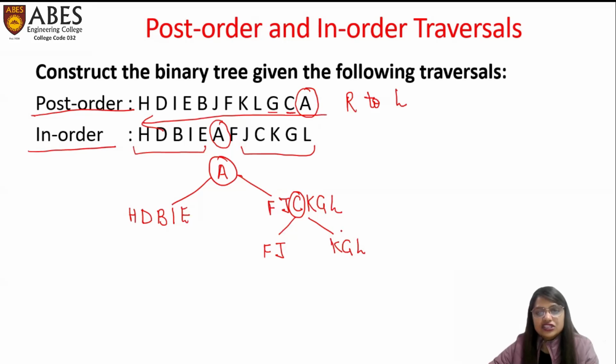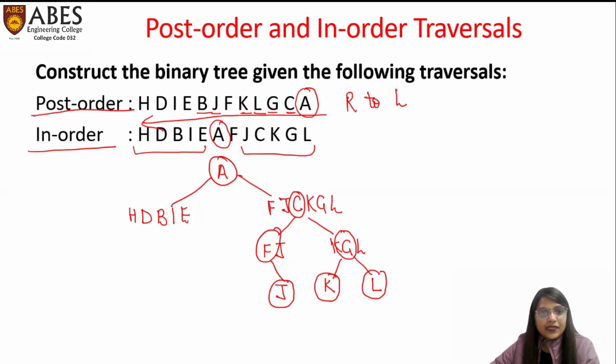After that, next node is G. So next node is G and K will go to the left and L will go to the right. After that, next node is L, make it a node. Next node is K, make it a node. Then F. F will be considered as a node and J will go to the right of it. Then next node is J, make it a node.